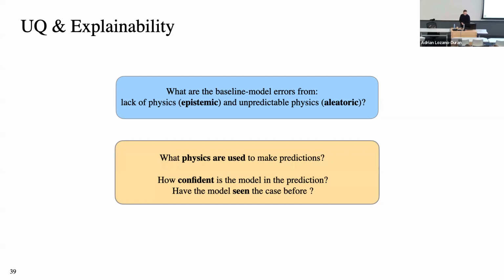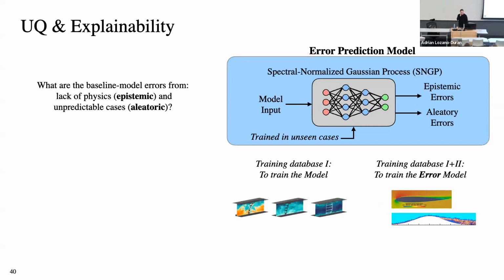And then there is the confidence that we are trying to also build into the model. It has these two components. One is that the model can also tell us what physics are used when making predictions. The other one is how confident it is in that prediction. You can think of the confidence as asking the model, have you seen this before? The way this is done is a standard way, a generalization of a Gaussian process. This is a very nice way of splitting between epistemic and aleatoric, but it's based on a spectral normalized neural network.